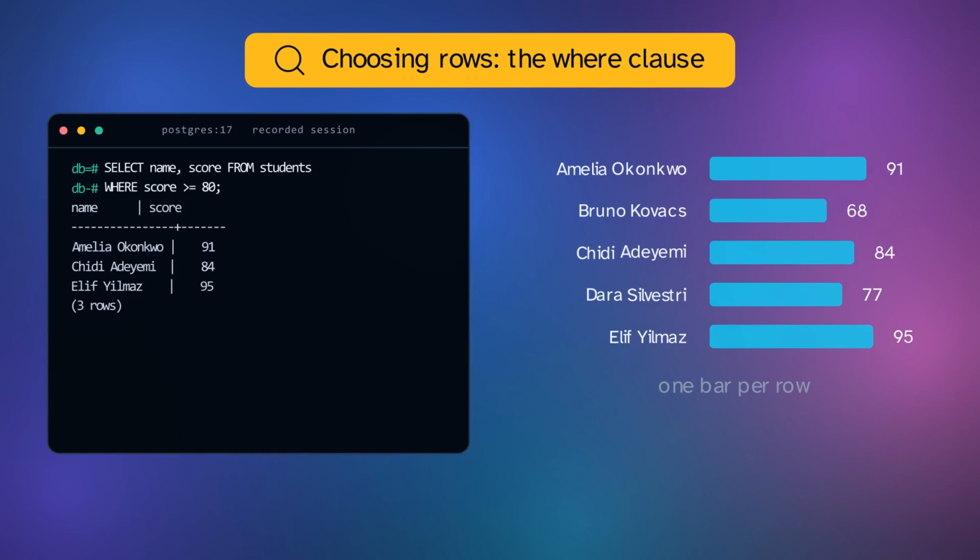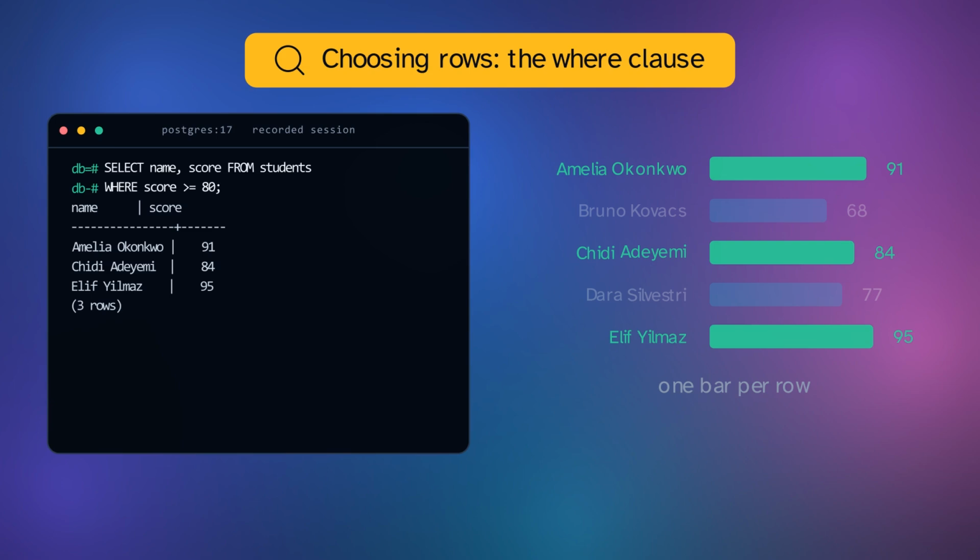Watch what happened in the picture. 2 bars faded out, 3 turned green. The faded ones were not deleted. They are still in the table. They simply did not fall through the sieve. That distinction matters more than almost anything else in this video. A query never changes your data. It only chooses what to show you.